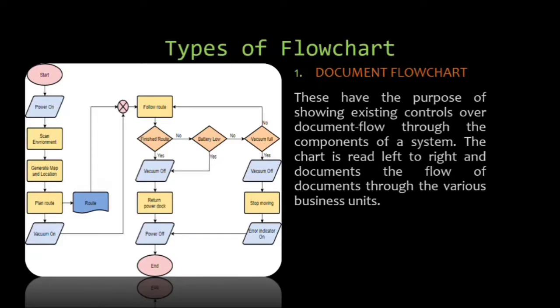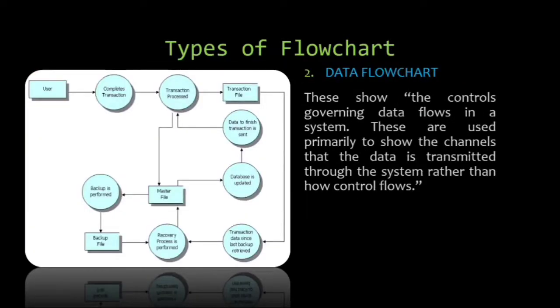First is the document flowchart. These have the purpose of showing existing control over document flow through the components of a system. The chart is read left to right and shows the flow of documents through various basic business units. Second is the data flowchart. These show the control governing data flow in a system. These are used primarily to show the channels that data is transmitted through in the system rather than how control flows.